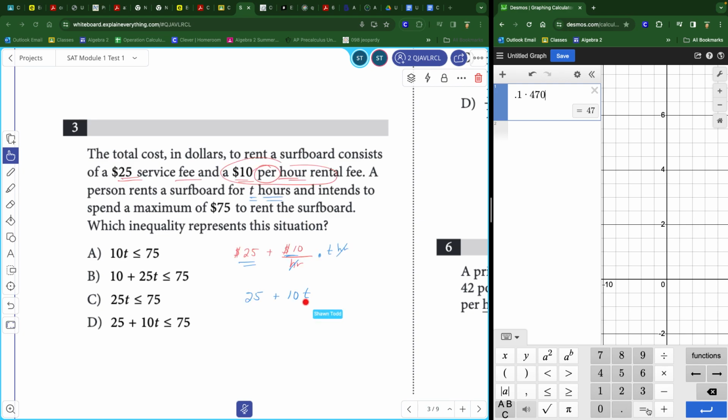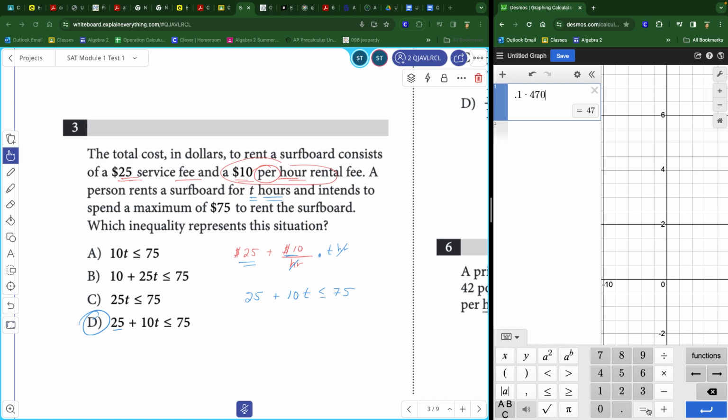When the time is 1 hour that you rented, it costs you $10 plus the 25 flat fee. 2 hours is 2 times 10, $20, plus the 25. You spend a maximum of 75, so you want to be less than or equal to 75. I'm just looking through for this 25 plus 10t now, and you do get it right down here with answer D.